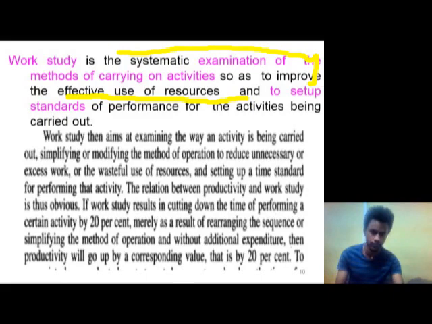Therefore, the relationship between work study and productivity is very simple. It is very obvious. If work study results in cutting down the time of performing a certain activity by 20%, not by affecting the quality of that particular product, but simply as a result of rearranging the sequence of the work or by simplifying the method of operation without the addition of any expenditure, then the productivity will grow by a corresponding value, which is 20%. So the relationship between productivity and work study is very simple.